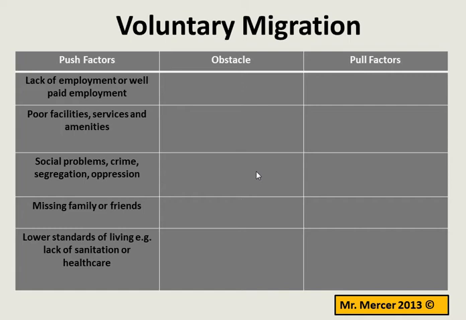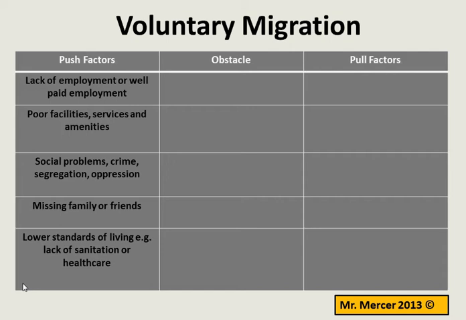The only thing that I can really say here, aside from to learn those, would be learn them, but then also be able to talk about them in greater depth and detail. It's not enough just to say a voluntary migrant moves because of lower standards of living. That's not good enough. You need to be able to say, for example, poorer standards of sanitation and less access to healthcare.